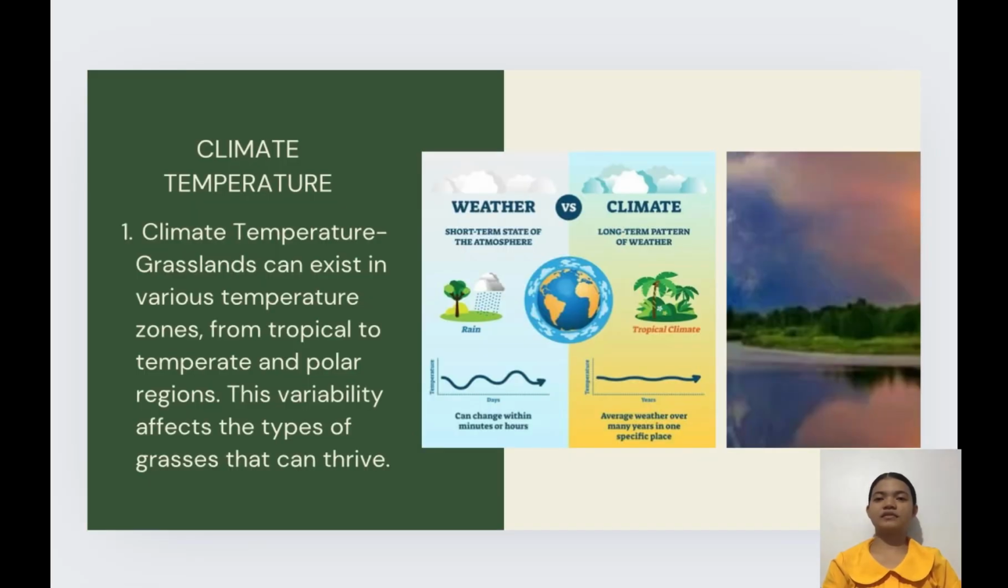Climate temperatures. Grassland can exist in various temperatures, from tropical to polar regions. This variability affects the type of grasses that can thrive. Sinasabi lang po dyan is yung grassland pwede siyang mag-exist in various temperatures from tropical to polar regions. Yung polar regions po kasi is an area of the earth characterized by cold and unique ecosystems. These two can result in a better environment depending on the plants and animals living on it.